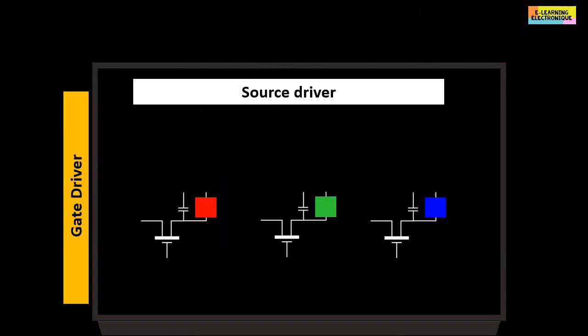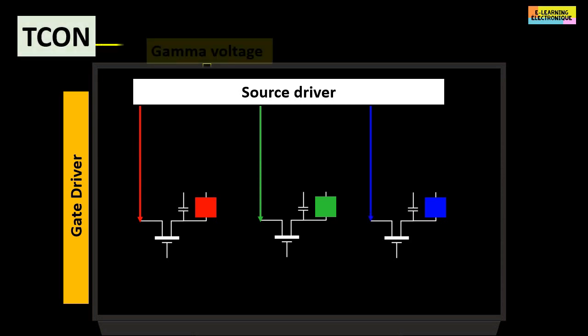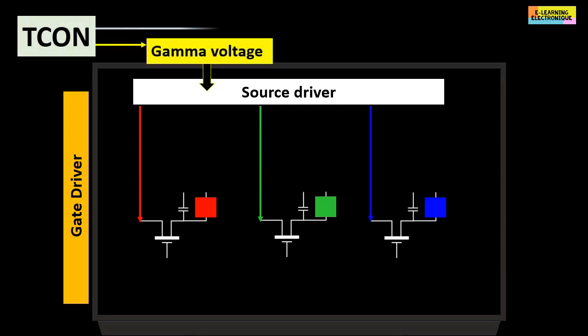In this illustration we can see the layout and organization of the different drivers that control the TFT. Here, we will focus on the source driver. As its name indicates, this chip is connected to the TFT sources. For its correct operation, it must receive from the TCON board the gamma voltages and the data.